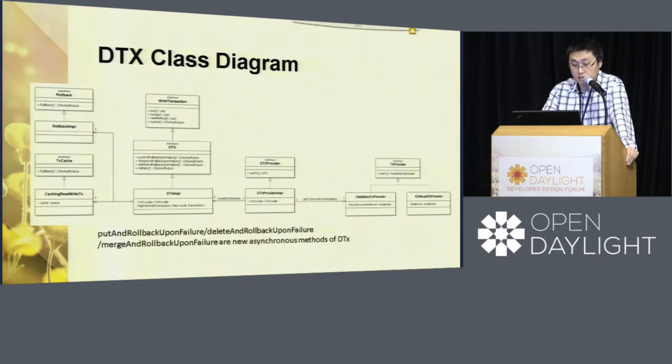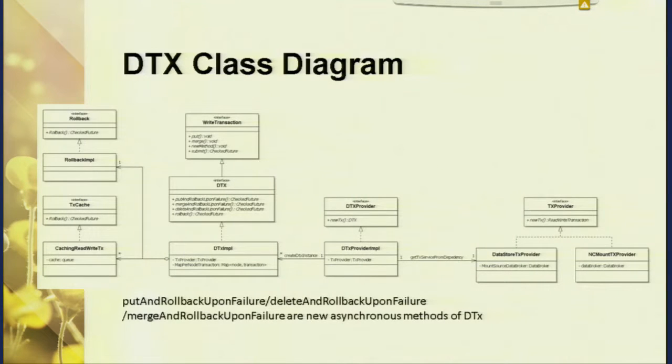On the right hand, there are two blocks. One is called the TX provider, and the other one is called the DTX provider. DTX provider is a service running in the ODL instance. Applications use this TX provider to initialize a transaction, to initialize a distributed transaction.